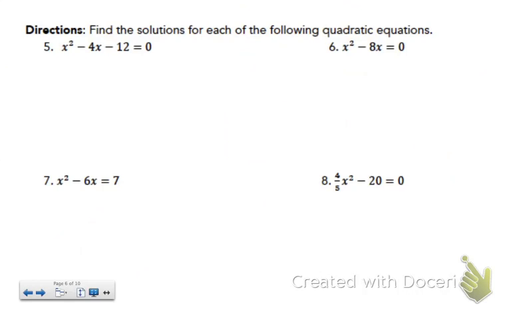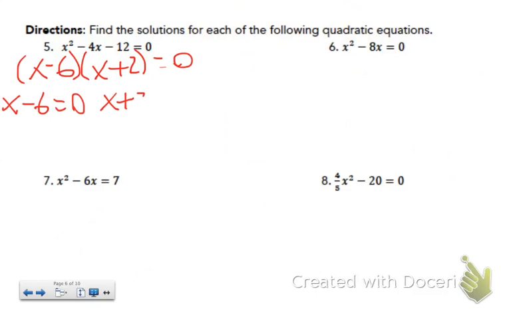Okay, for 5 through 8, you could either put it in your calculator or you could do it algebraically. So, since I can't show you the calculator on here, I'll do it algebraically. So for number 5, it's already equal to 0, so I can go ahead and factor. So factors of negative 12 that add together to give you negative 4 would be x minus 6, x plus 2, right? And then remember, you're going to set each side equal to 0. So you get x minus 6 equals 0, x plus 2 equals 0, and then x equals 6, and x equals negative 2.